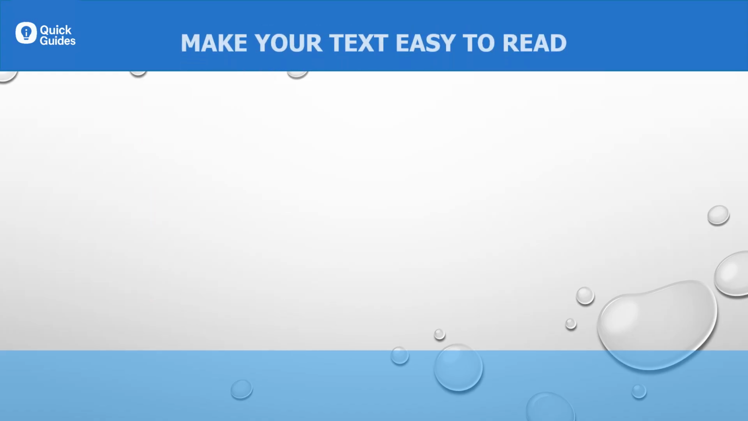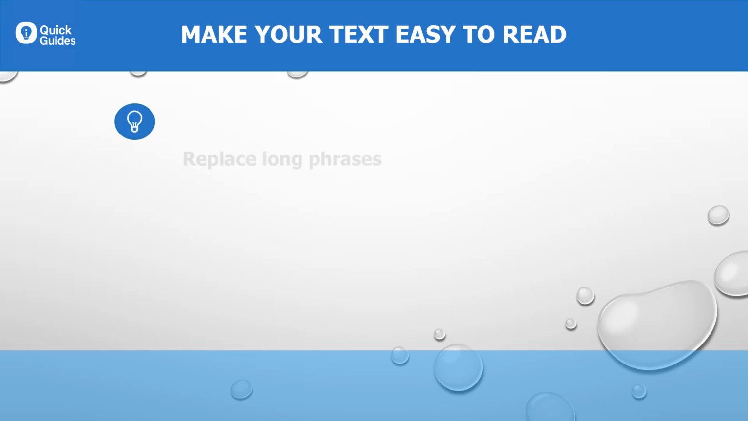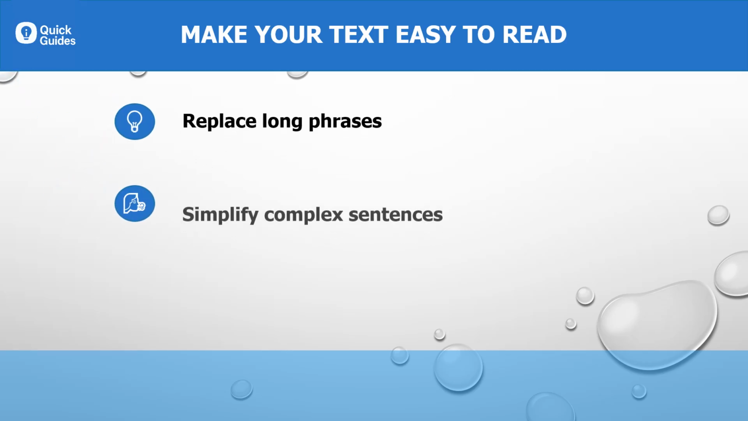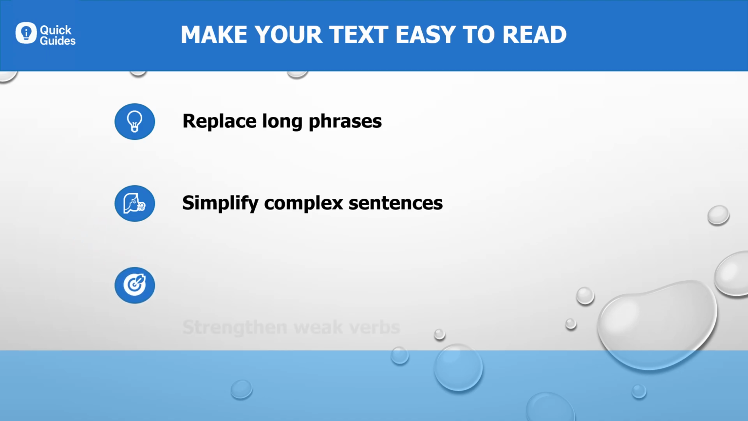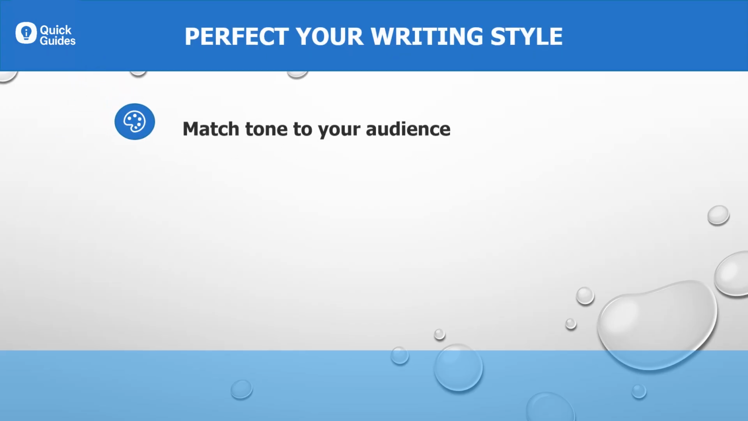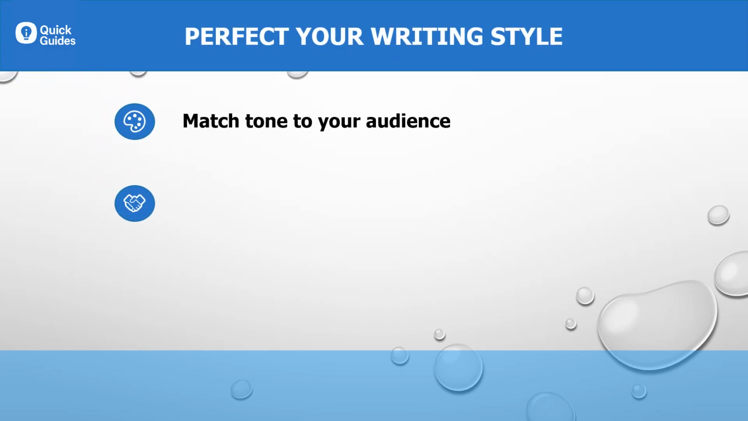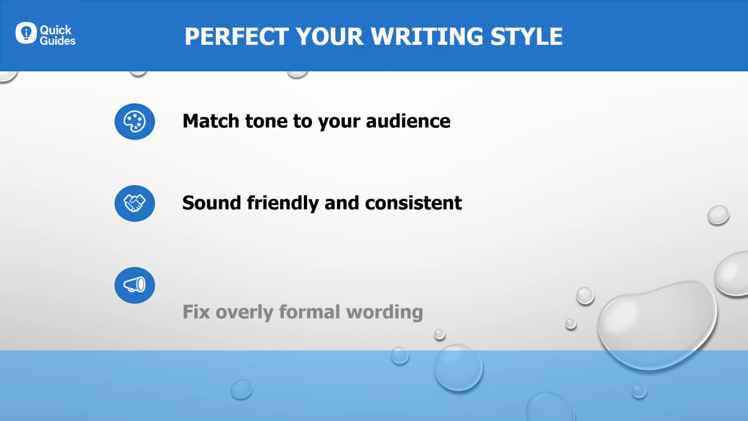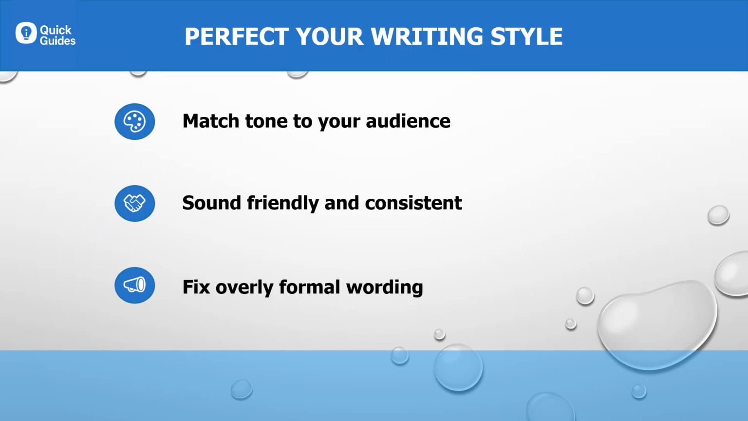Most readers prefer clear and simple writing. AI tools can suggest shorter alternatives, break up long sentences, and swap weak verbs with stronger ones, making your message more engaging. Your text should match your audience. AI assistants help you adjust tone: more friendly, more formal, more confident, whatever you need. They also remove unnecessary stiffness to make your writing sound natural.